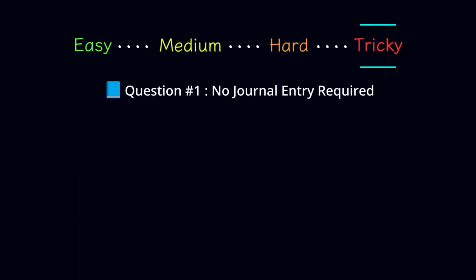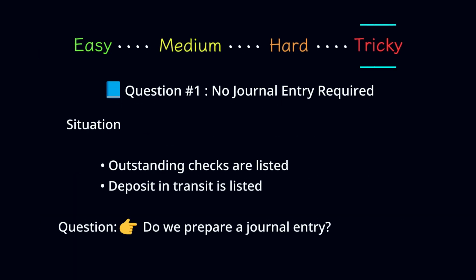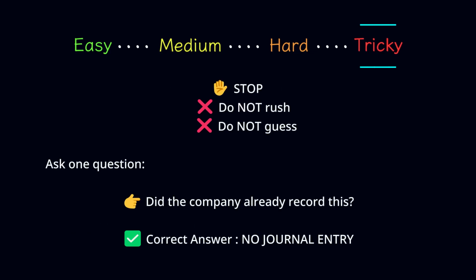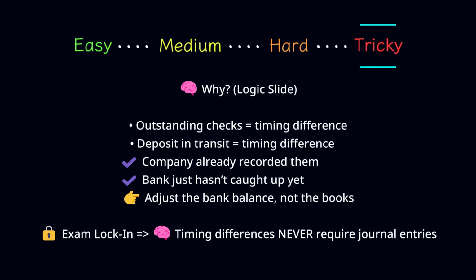Here's the situation. Outstanding checks are listed. A deposit in transit is listed. The question asks, do we prepare a journal entry? And the correct answer is no journal entry. Why? Because these are timing differences. The company already recorded them. The bank just hasn't caught up yet. So we adjust the bank balance on the reconciliation, not the books. Let this lock in. Timing differences never require journal entries.